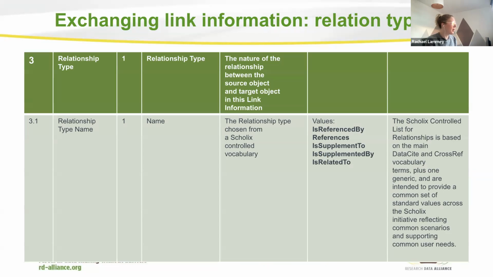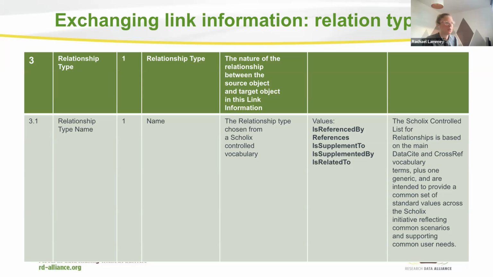Said a little bit more about the relationship types. So those relationship types, they're chosen from a Scholix controlled vocabulary, and you can see in the values column the ones that Scholix currently supports. So is referenced by, references, is supplement to, supplemented by, is related to. And that's based on the DataCite and the Crossref vocabulary terms, plus one generic.